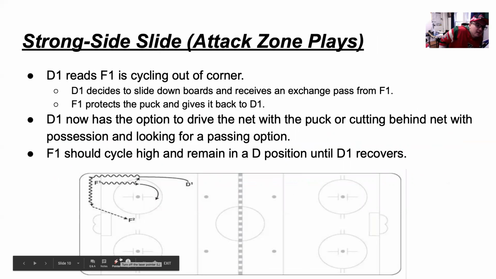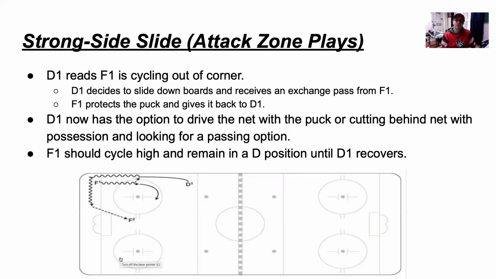So in this play, the D1 reads F1 is cycling out of the corner. So F1, like we talked about, cycling is passing it back down low, keeping puck possession, but giving it to different teammates while under pressure. And D1 decides to slide down the boards and receives an exchange pass from F1. So F1 protects the puck and gives it back to D1. And D1 now has the option to drive the net with the puck or cut behind the net with puck possession, looking for a passing option.